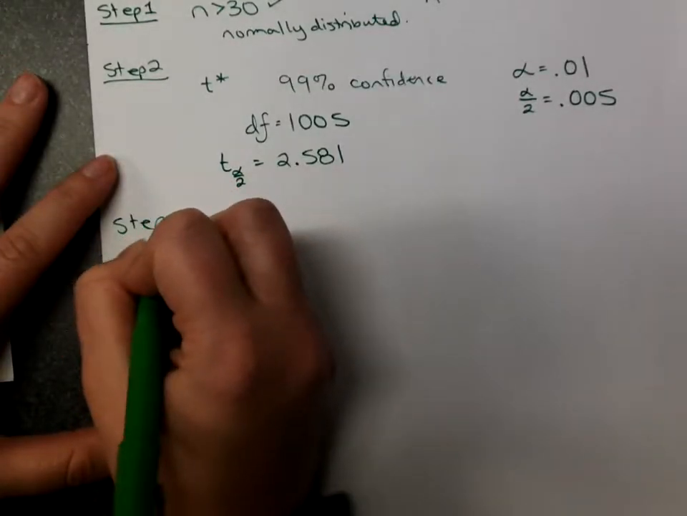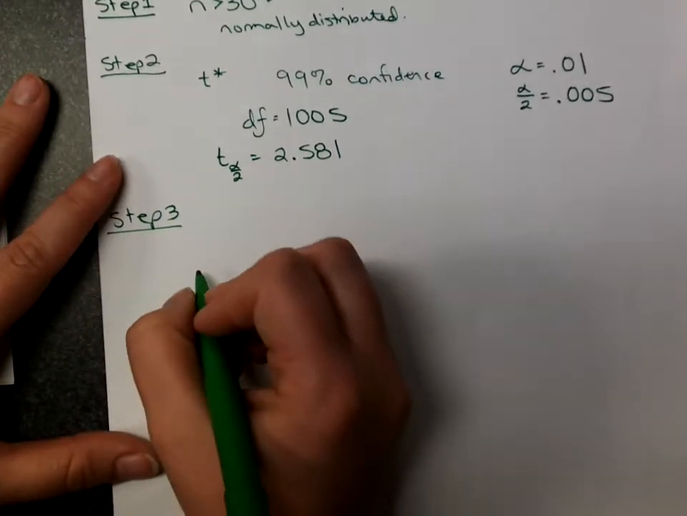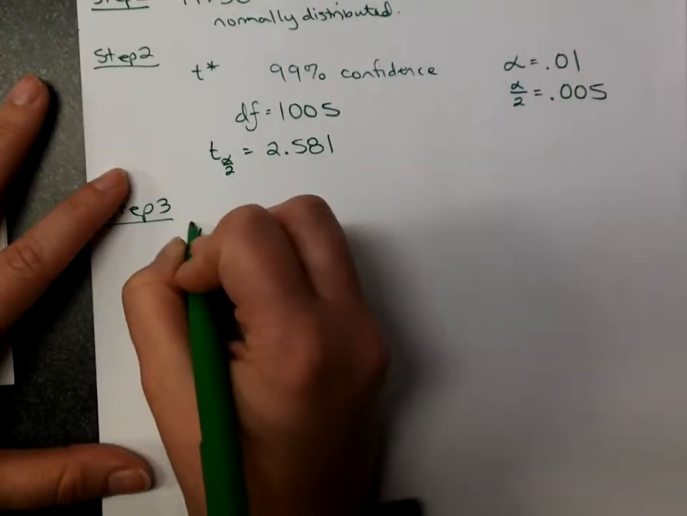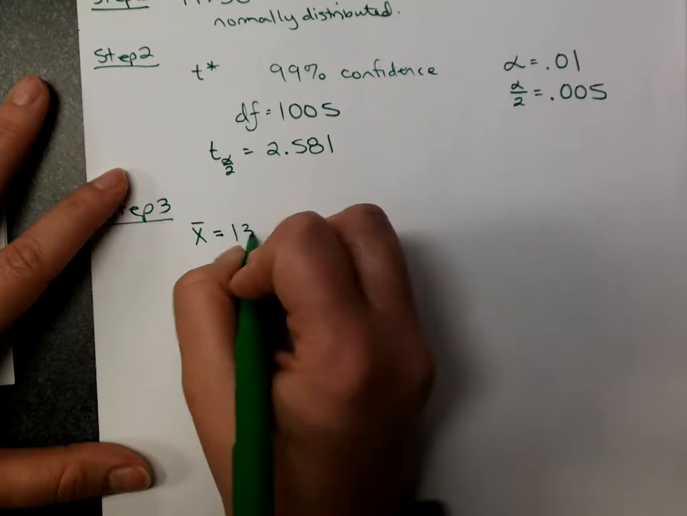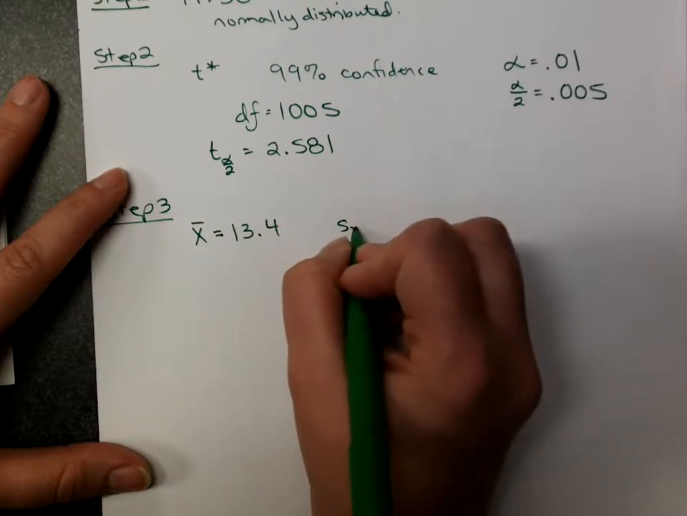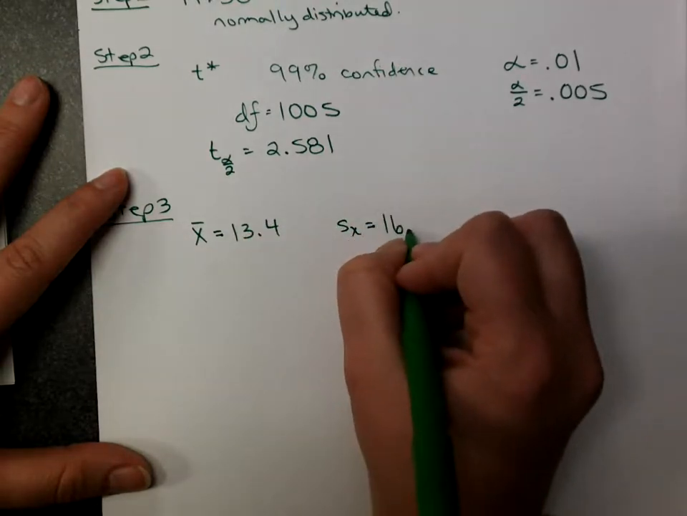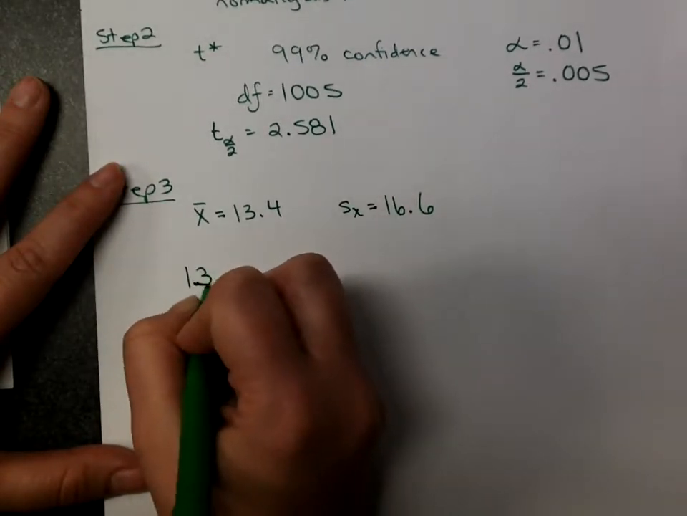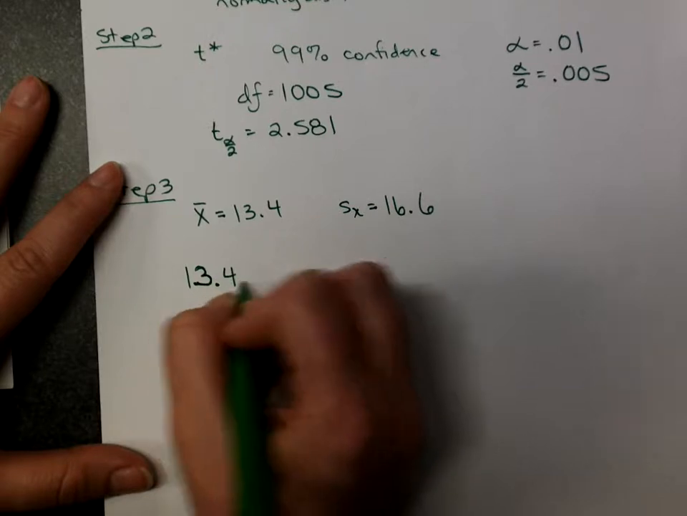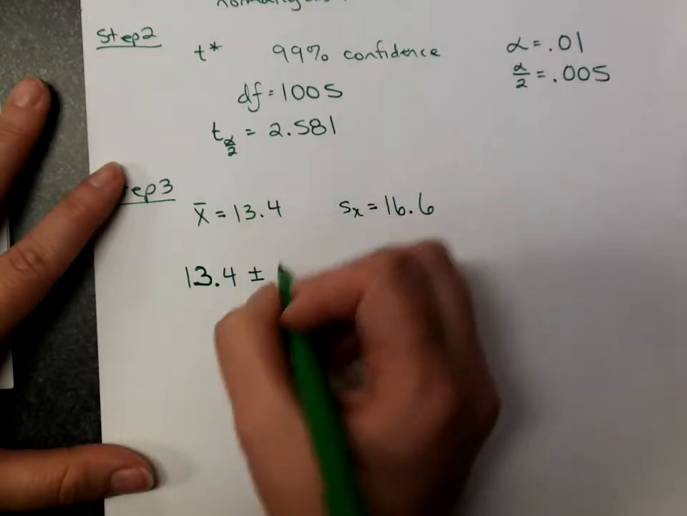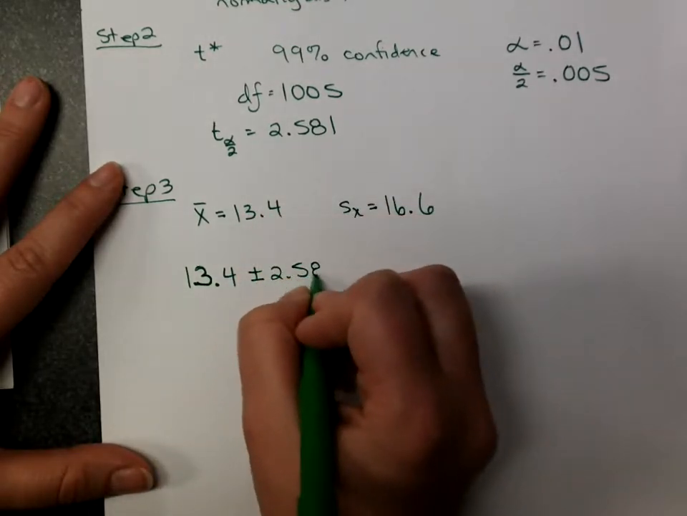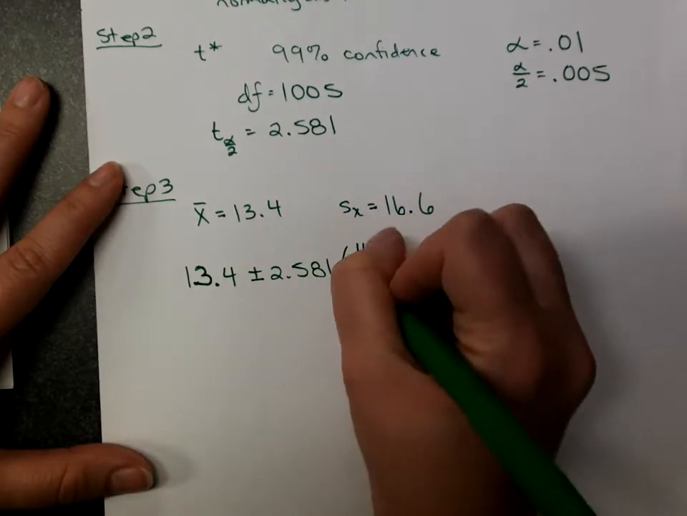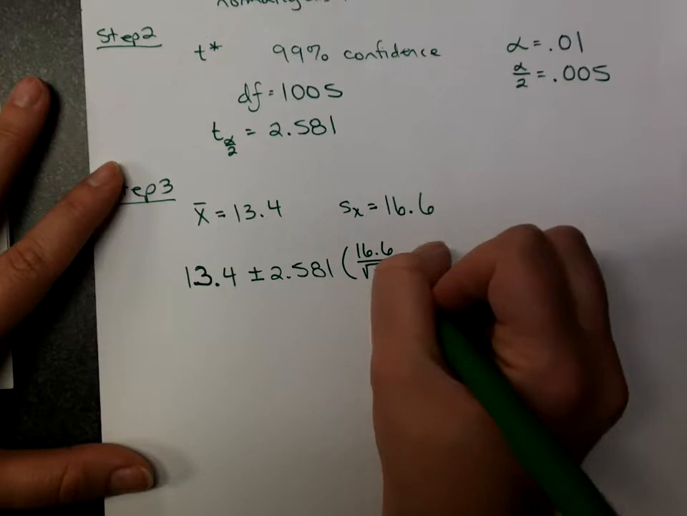Alright, now we're going to make our interval. So I like to set it up. What did we say our X bar was? X bar is 13.4, S of X 16.6. So we have 13.4 plus or minus critical value times S of X over the square root of the sample size.